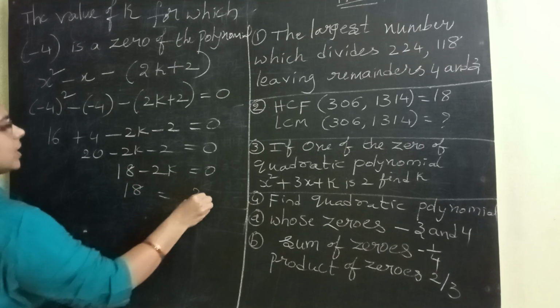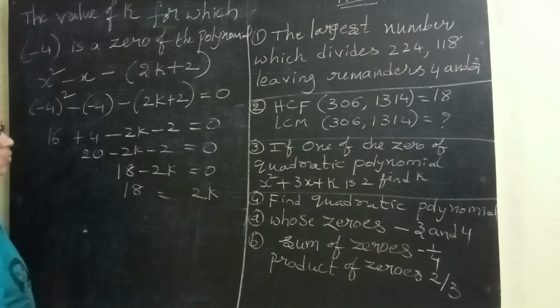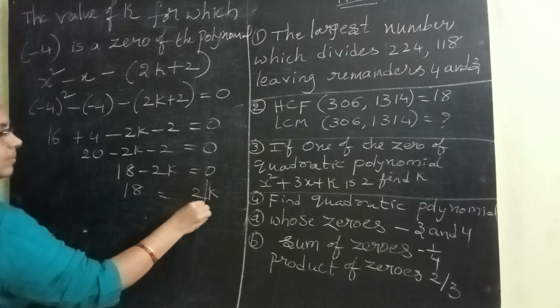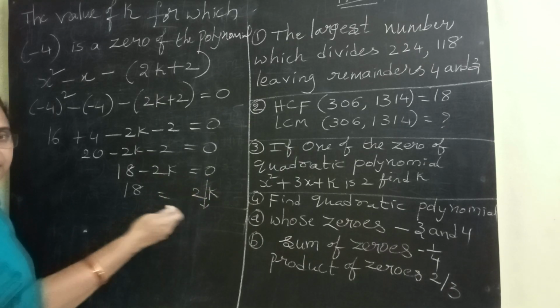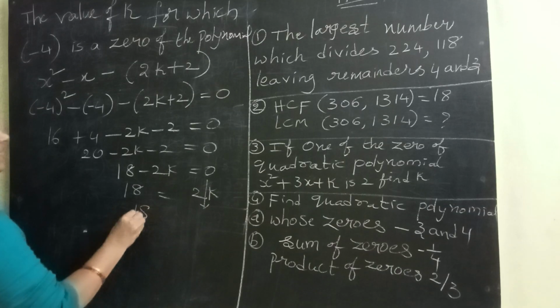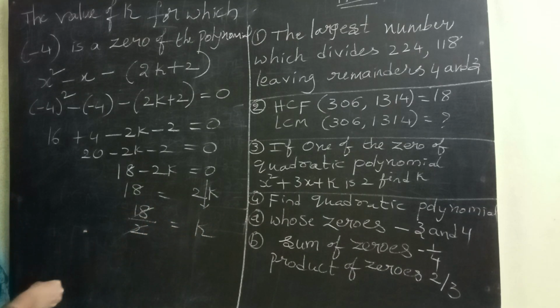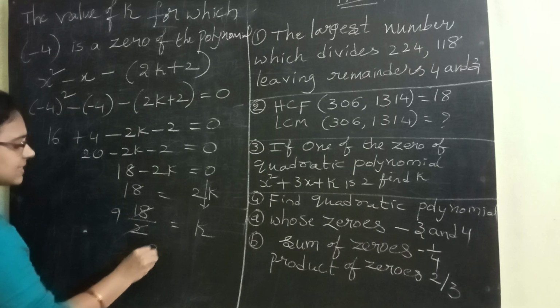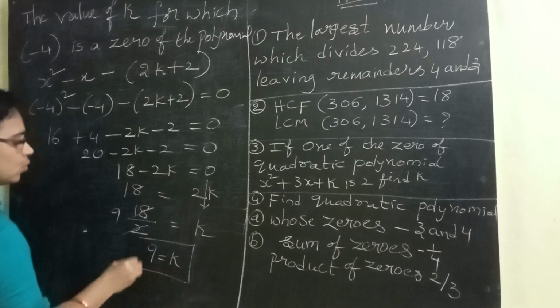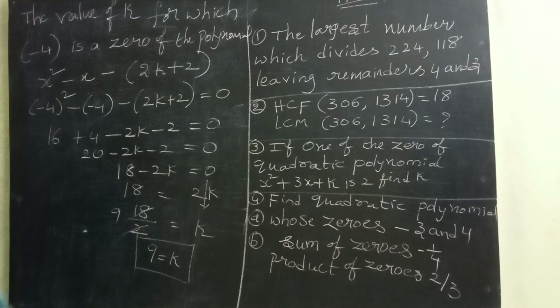18 minus 2k, transpose to the opposite side, positive 2k. I want the value of k. Between 2 and k, product is going on. Take this side, division. 18 by 2 is equal to k. How many times of 2 do you get 18? It's 9. So you got the value of k is 9.